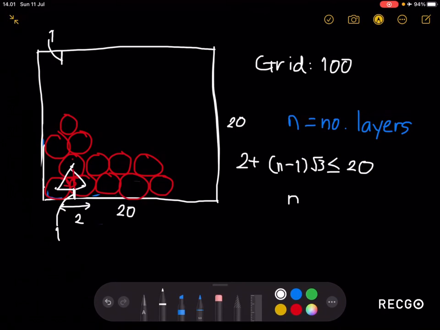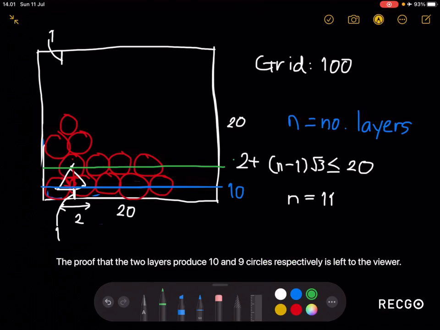Solving this inequality and finding the largest integer n that satisfies this gives us that n must be equal to 11. So then we have 11 layers. Next, notice that we have two types of layers of circles. One layer that gives us 10 circles and one layer that gives us 9 circles.